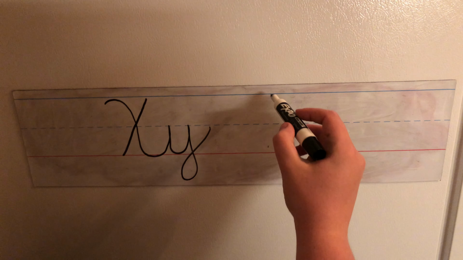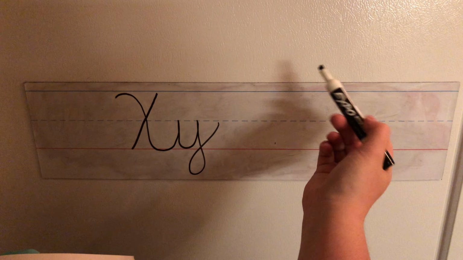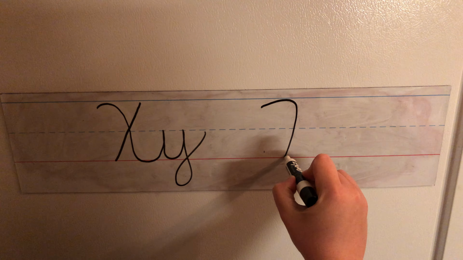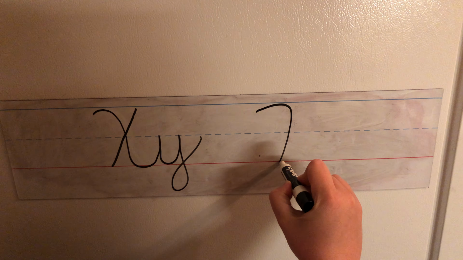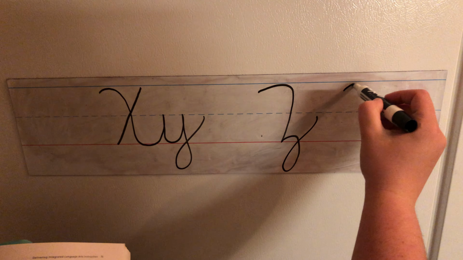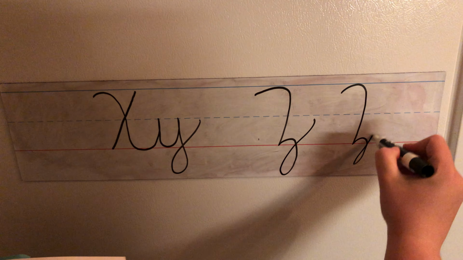And then our Z, we just start at the 10 on the clock. We go around to the red baseline, make another little hump, go down, and end in an upswing. So we can connect to that next letter.